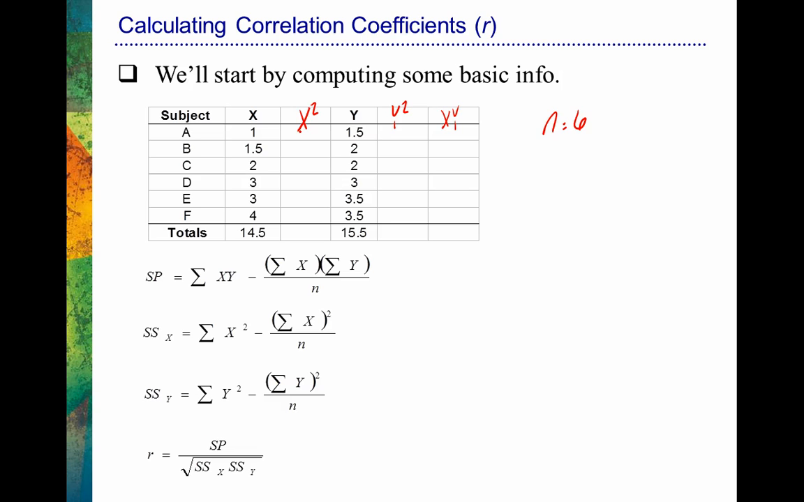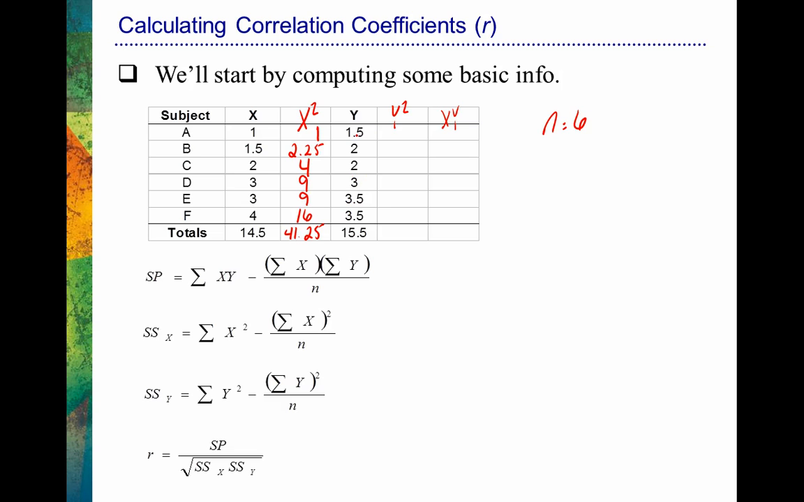We're going to have to square each one of these x values. So we have 1 squared is 1, 1.5 squared is 2.25, 2 squared is 4, 3 squared is 9, 3 squared again is 9, 4 squared is 16. All right, if we take the time to add that up, we're going to find that it equals 41.25.